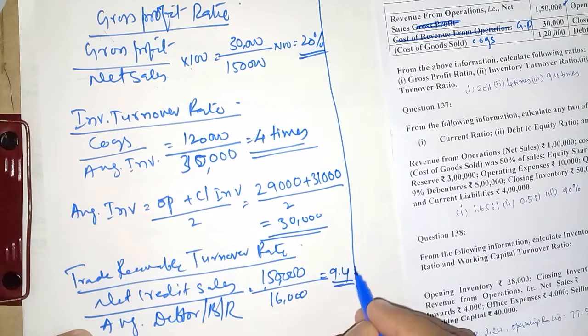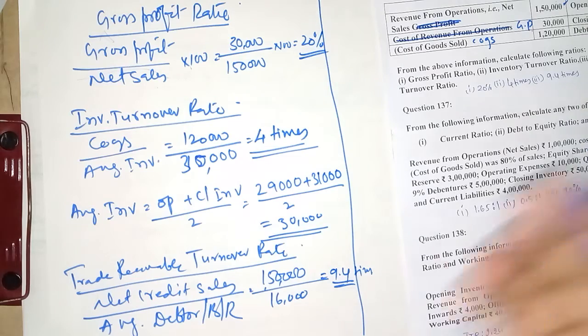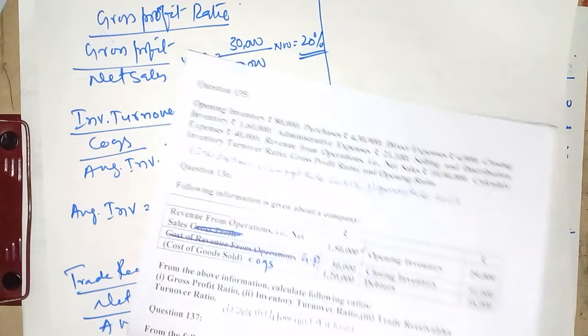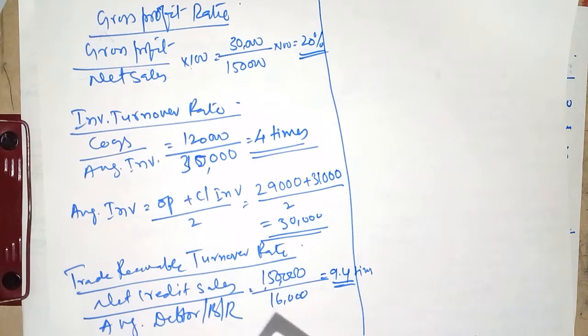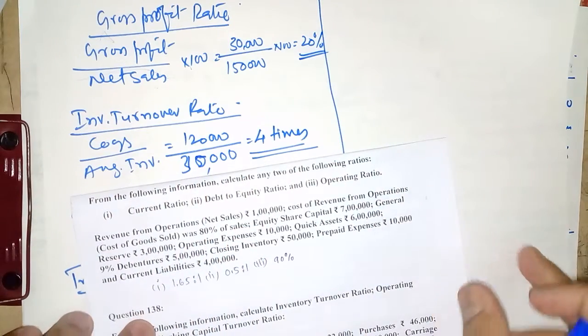So times. So how many times are we converting our debtors? Turnover ratio, right? So we are converting our sales into debtors 9.4 times. This is the answer. In this question, directly we have provided the information we are asked to calculate. And we'll take up the next question.